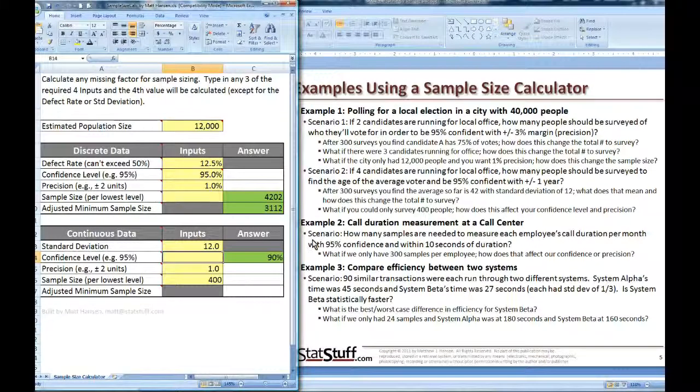All right, let's go to the next example here. Call duration measurement at a call center. Our scenario is that we want to ask ourselves how many samples are needed to measure each employee's call duration per month with 95% confidence and within 10 seconds of duration.